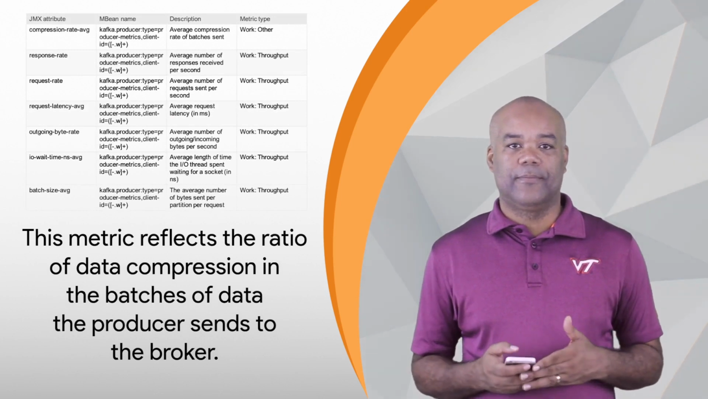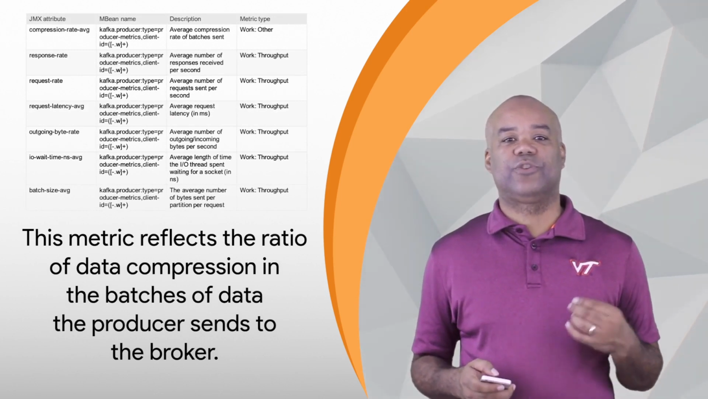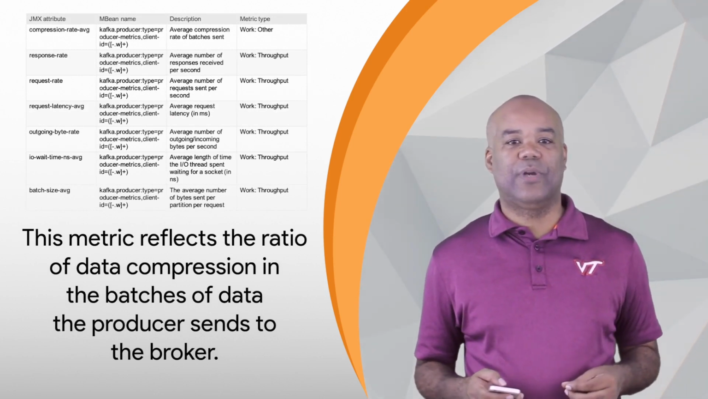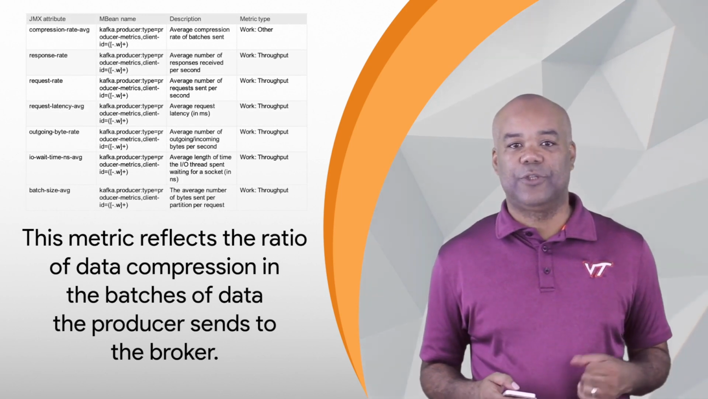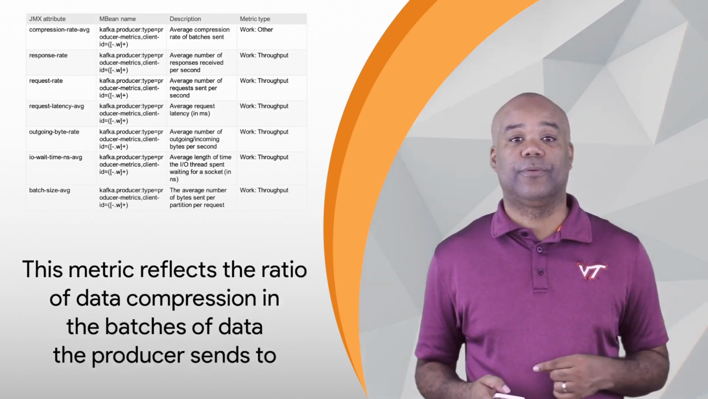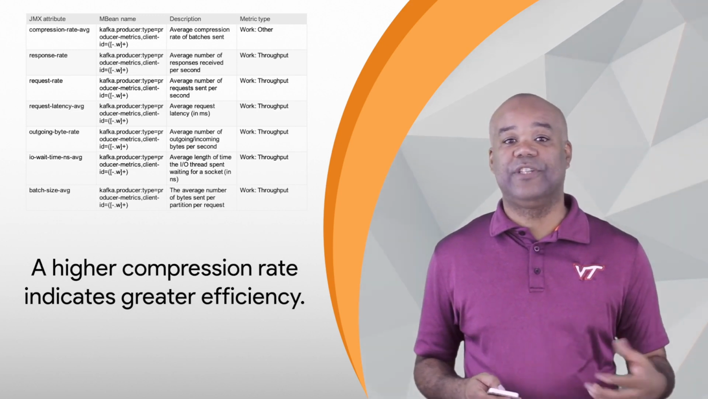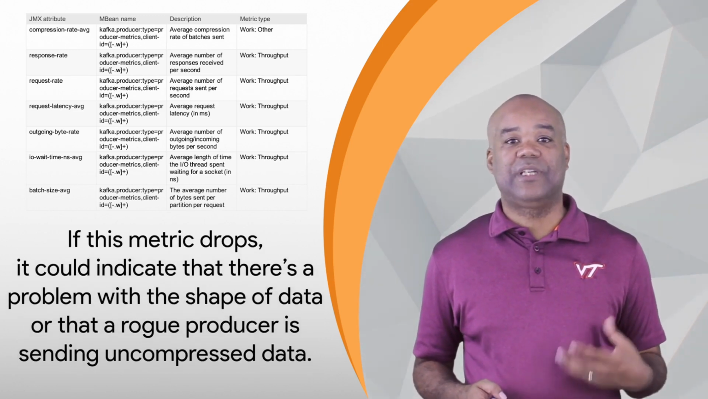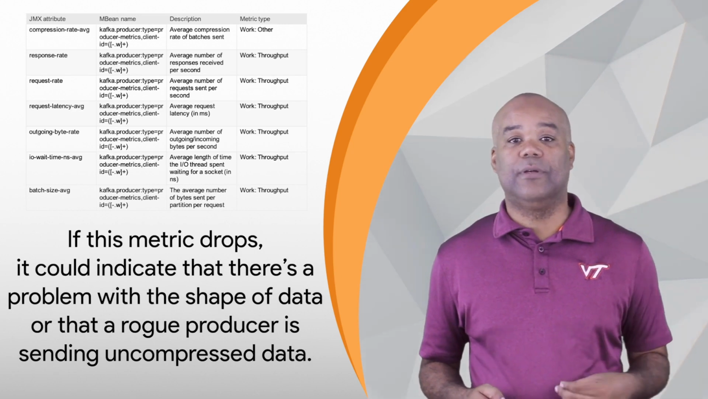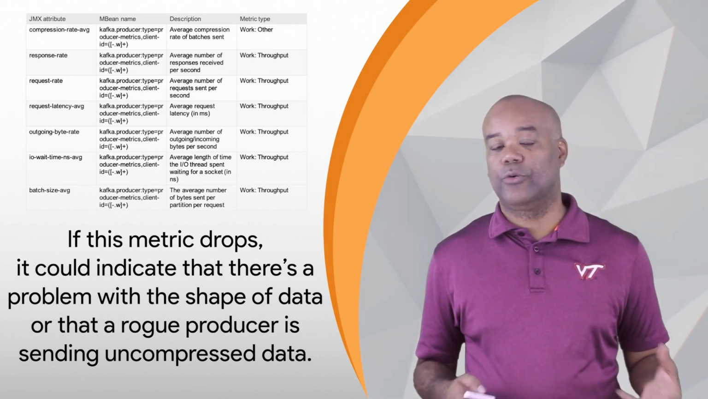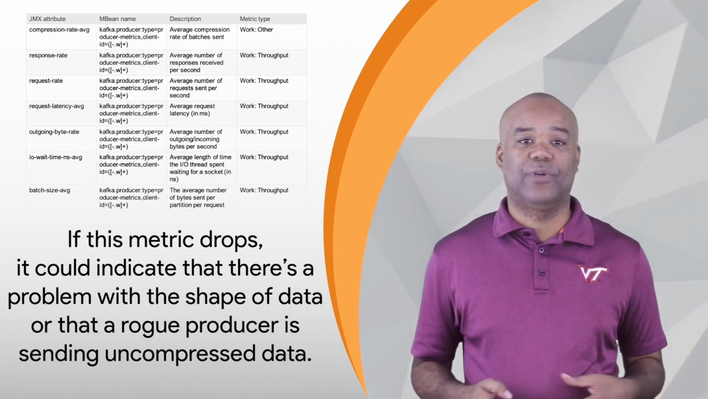Look at your screen. This metric here reflects the ratio of data compression in the batches of data that the producer sends to the broker. A higher compression rate indicates greater efficiency. Now, if this metric drops, it could indicate that there's a problem with the shape of data or that a rogue producer is sending uncompressed data.